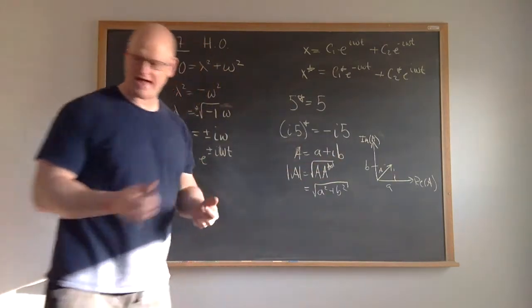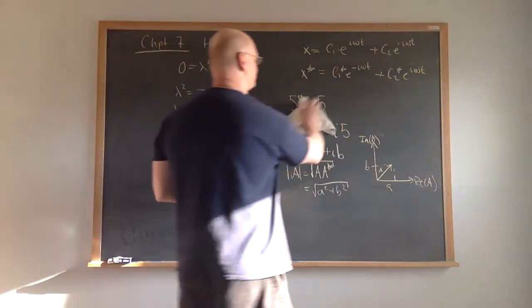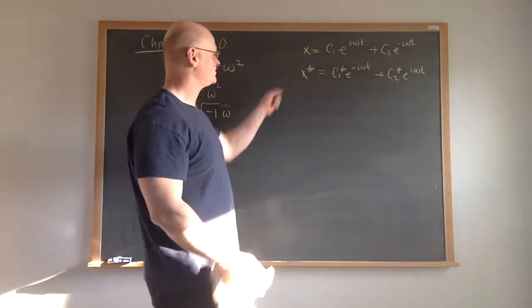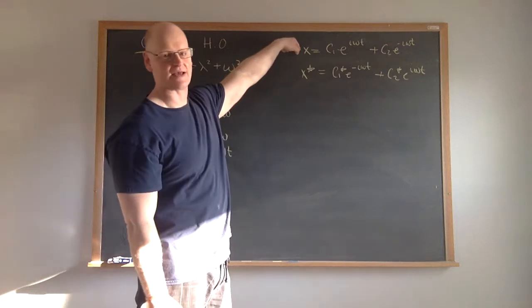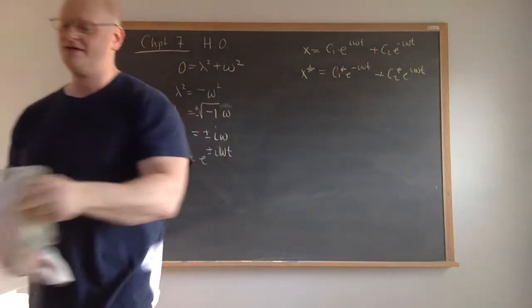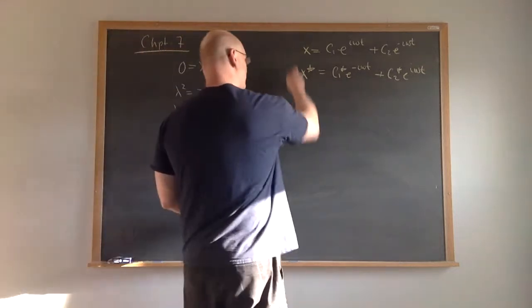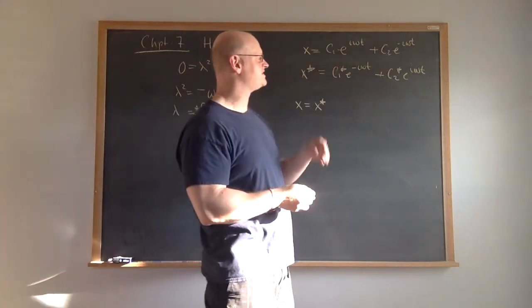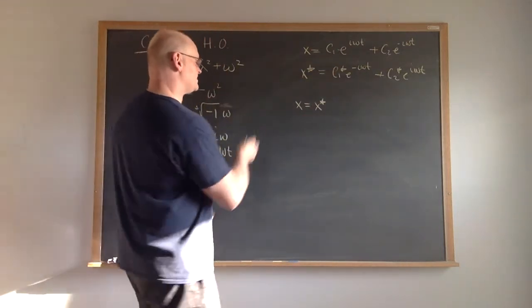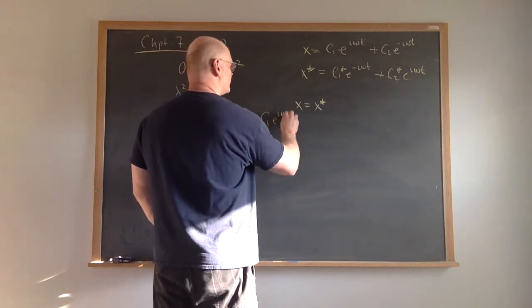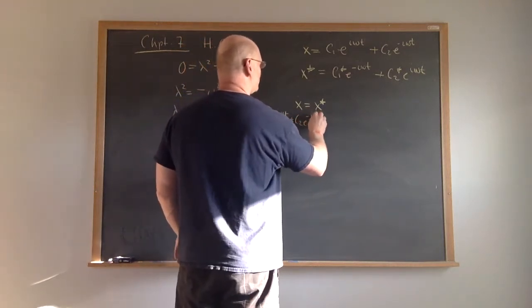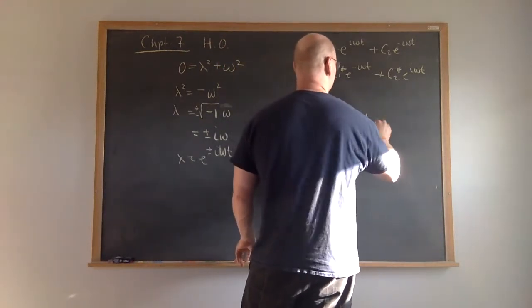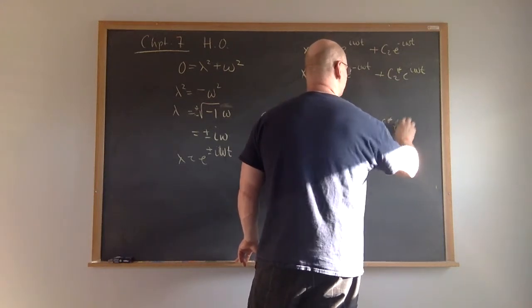Good. Now, since we're working in real space, x has to be a real quantity, which means, based off this discussion, if I took the complex conjugate of x, that has to be the same thing as x, because x must be real. So all we're going to do is say that these two things must be equivalent to each other. So x must be equal to x star to determine how these coefficients are related to each other. If I set these equal, then I have c1 e to the i omega t plus c2 e to the minus i omega t must be equal to c2 star e to the i omega t plus c1 star e to the minus i omega t.